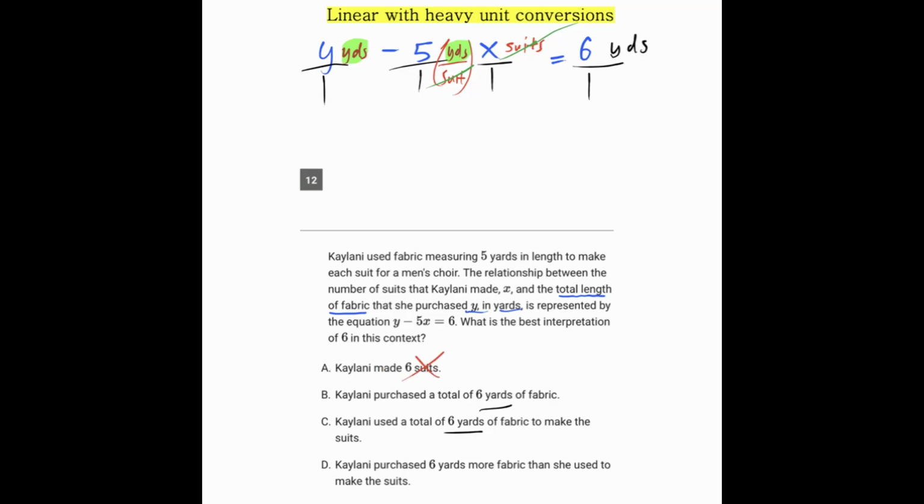So now let's just follow the general storyline, which says that we had y yards minus 5 yards for each suit over x suits. So y yards minus 5 yards would leave you with 6 yards, and that's 6 yards left over because it's the result of subtraction. So which one says that we have 6 yards left over? And that would have to be D. Kehlani purchased 6 more yards than she used, so she had 6 left over.